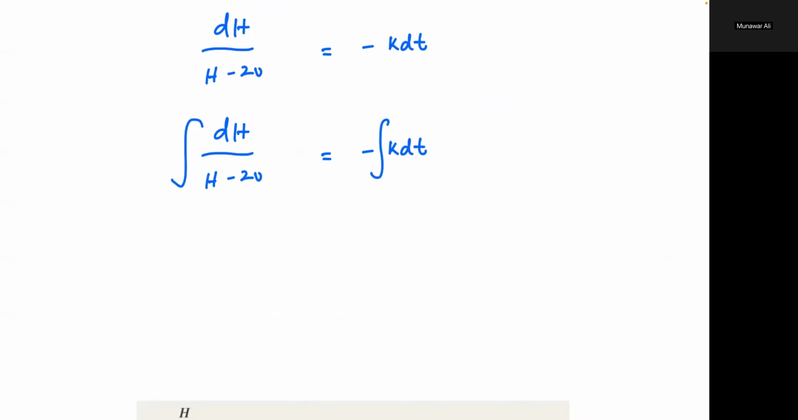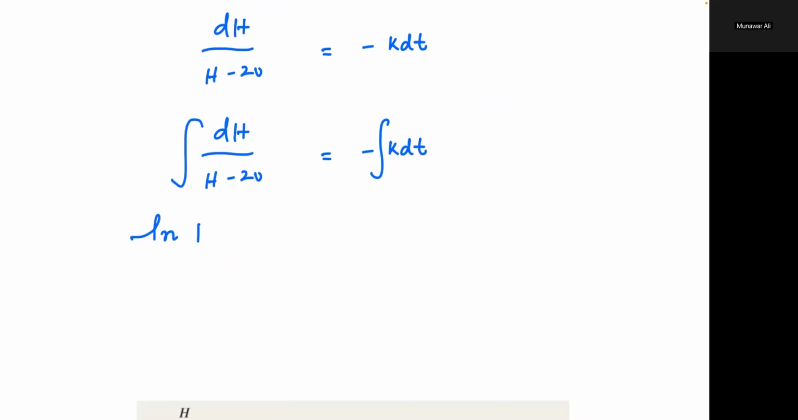Partial fractions, integration by parts, or maybe simple substitution. Which one? Obviously, you have to do substitution.